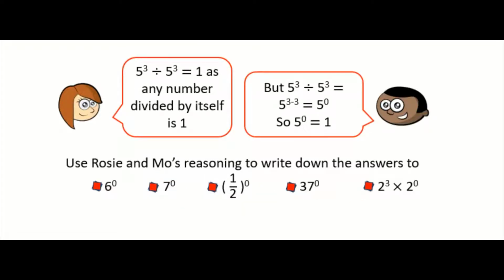Read through this, check you remember this rule, pause the video and have a go. Now that one should have been really straightforward. Anything to the power of 0 is just 1. The only answer here that wasn't 1 was this final one. 2 cubed would be 8 multiplied by 2 to the power of 0, which is 1, giving us a final answer of 8.